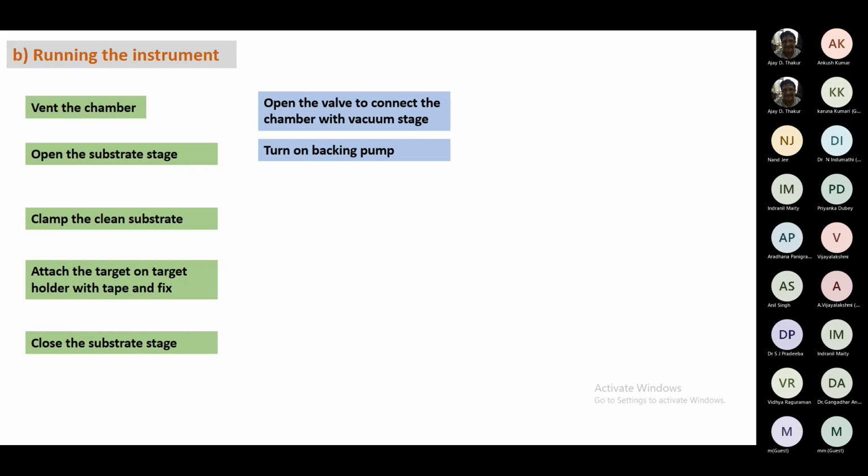Then we'll turn on the backing pump. Here it is a rotary pump. We can also use a dry scroll or other pumps. So it is fine. Then we have to turn on fast. Then after that, when the pressure reaches 10 to the minus 3 millibar, we will switch on the turbomolecular pump.